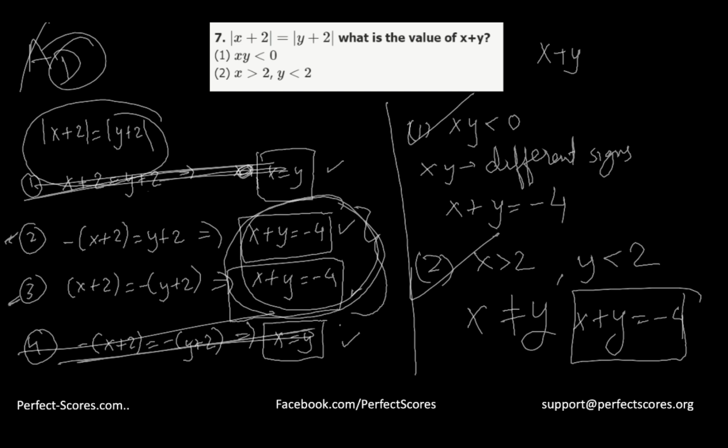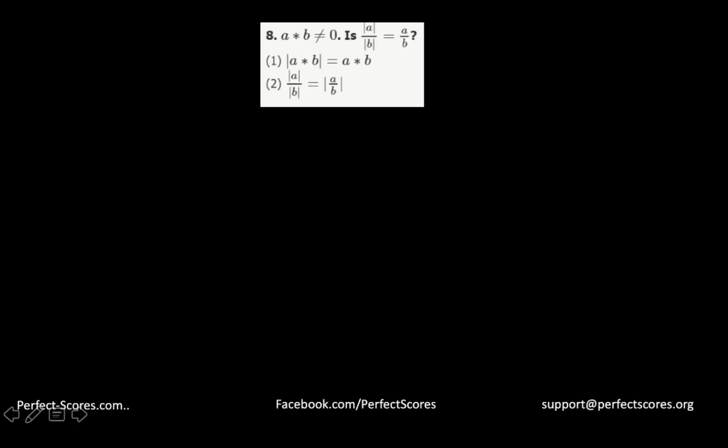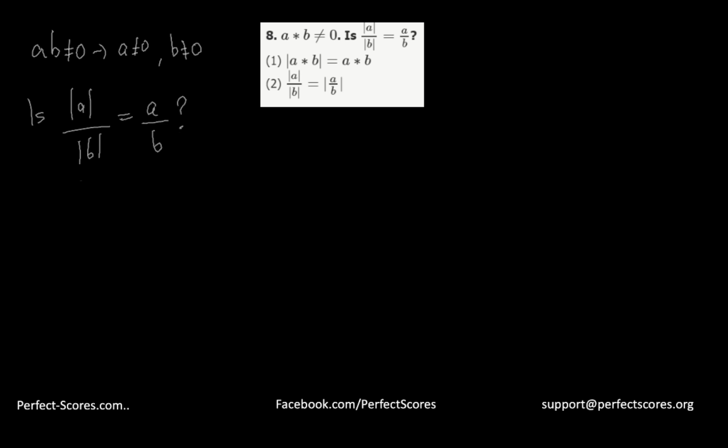Okay, so things are getting trickier now. So what does this question say? It says A into B is not equal to 0. So A times B is not equal to 0. What does that imply? That implies neither A is 0 nor B is 0, right? So the question is asking us, is absolute of A divided by absolute of B equal to A over B? This is basically telling us, do A and B carry the same sign or not? Because if A and B carry the same sign, then this would be true.